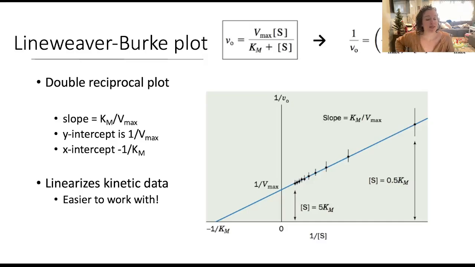Okay, we are almost done. However, we need to talk about one more thing, and that is the Lineweaver-Burke plot. We just talked our way through the traditional Michaelis-Menten kinetics plot and some of the important variables associated with it, right? Km and Vmax. However, working with hyperbolic plots is challenging.